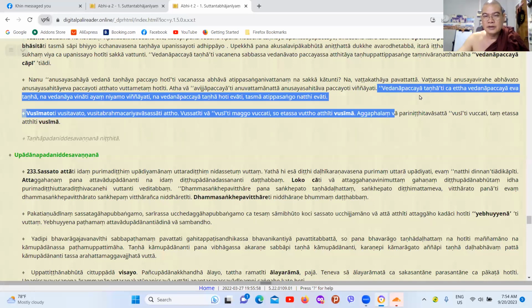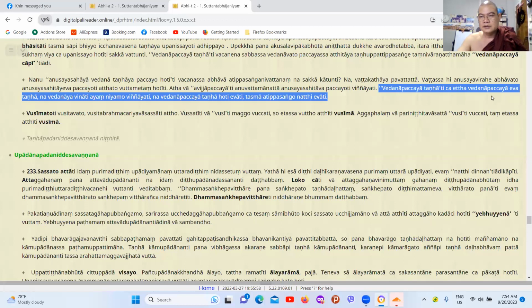Vedana paccaya eva dana. So, dana arises due to vedana only. Without vedana, there will be no dana at all. The vedana accompanied by avijja, anusaya, is the condition for dana. Without that vedana, there will be no dana at all. So dana definitely arises due to vedana. That is the meaning.